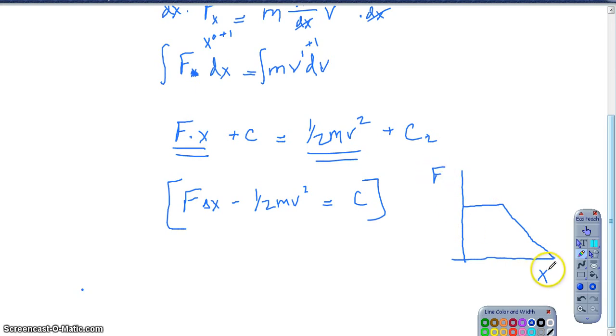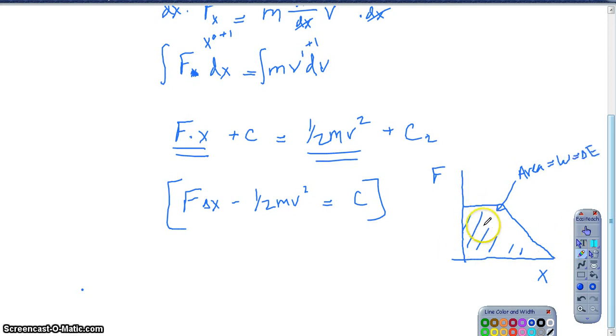So if I give you force versus displacement, what does the area underneath that curve represent? Well, force times displacement would be work. So the area underneath this curve would represent either the work or the change in energy, right? So it would be a work or a change in energy.